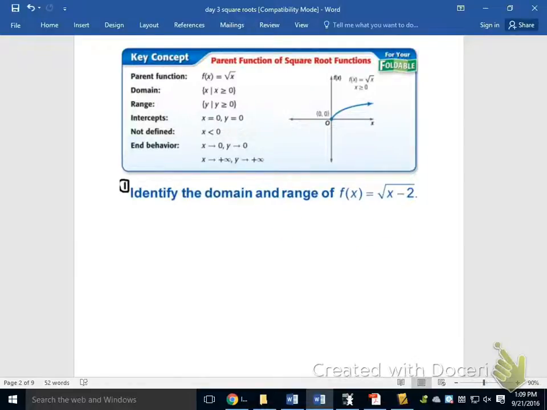Domain is always the easiest thing in the world for square root functions, and here's why. Whatever is underneath the square root, in this case, x minus 2, take that and set it greater than or equal to 0. Reason being, whatever you take the square root of needs to be 0 or positive, and that's what I've represented here. I'll add the 2 on both sides. X is greater than or equal to 2. We just figured out our domain.